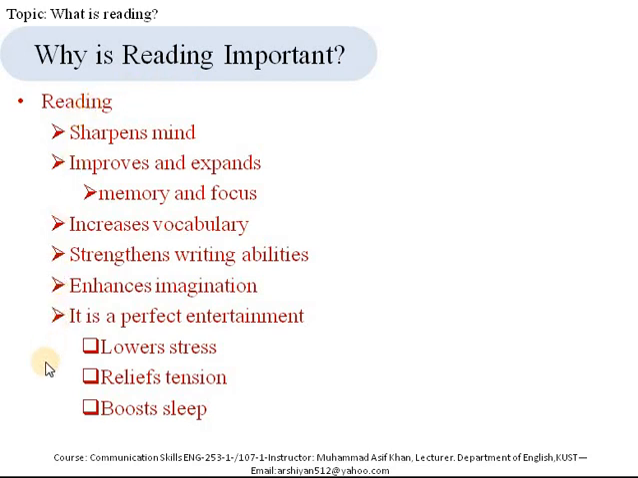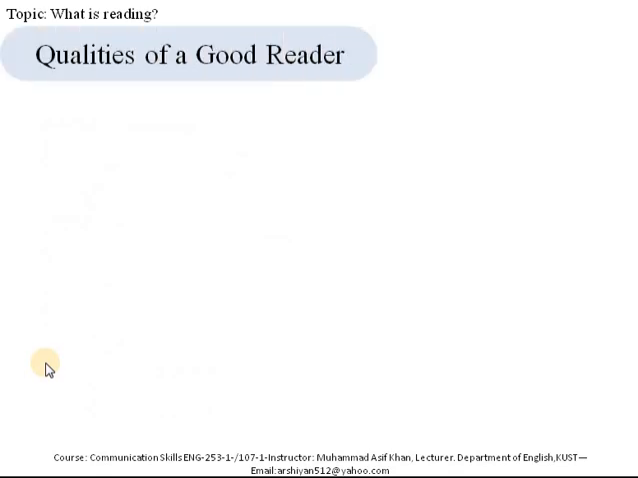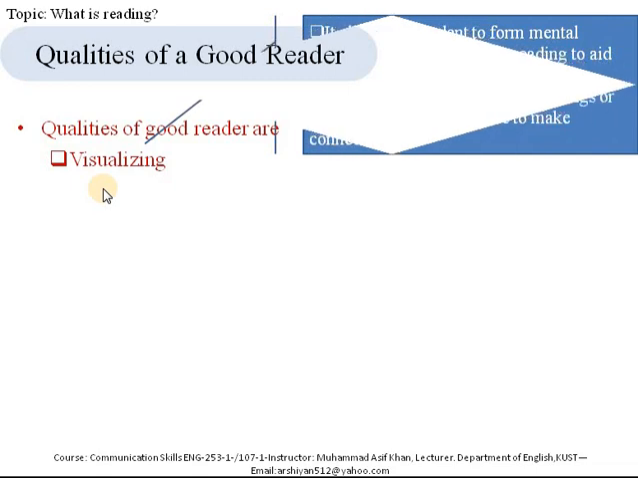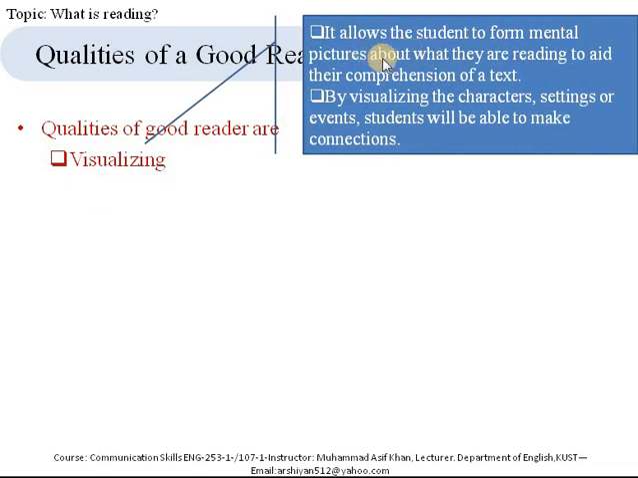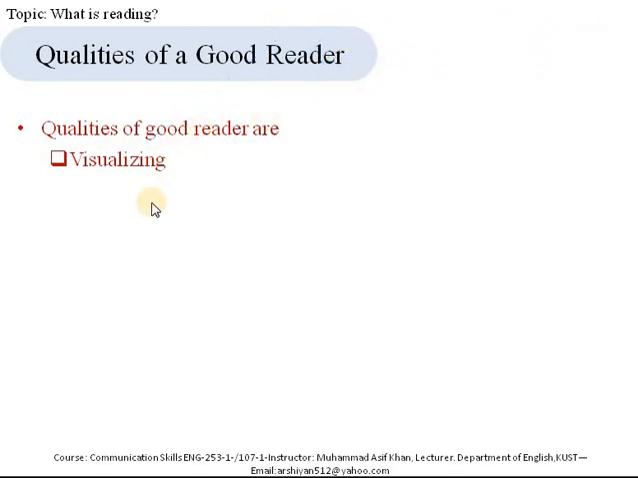Now we move towards the qualities of a good reader, and the first quality of a good reader is that he visualizes things, because it allows the reader to form mental pictures about what he is reading, and it helps the reader's comprehension of the text. By visualizing the characters, the setting, or the events, the reader will be able to make connections with that material. The second quality of a good reader is that a good reader activates schema.